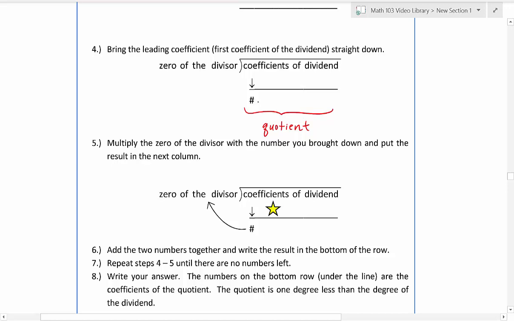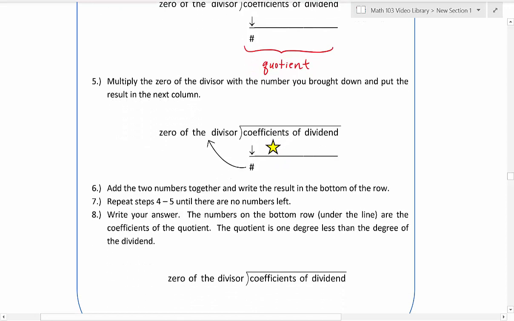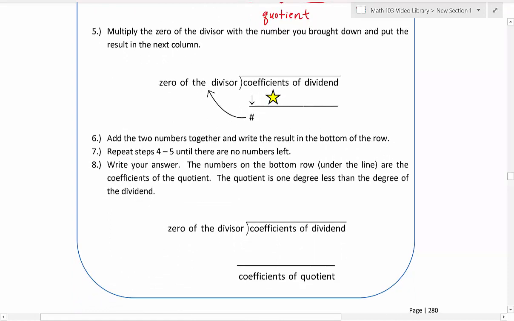Now that we have the first coefficient of our quotient, we're going to multiply that number by the 0 of our divisor. And we're going to put it underneath the second coefficient of our dividend, right here where we have the star. Next, we're going to add down. We're going to add the two numbers together and write the result in the bottom of the row. This is going to be the coefficient of the second term of our quotient. We're going to repeat these steps over and over until there are no numbers left.